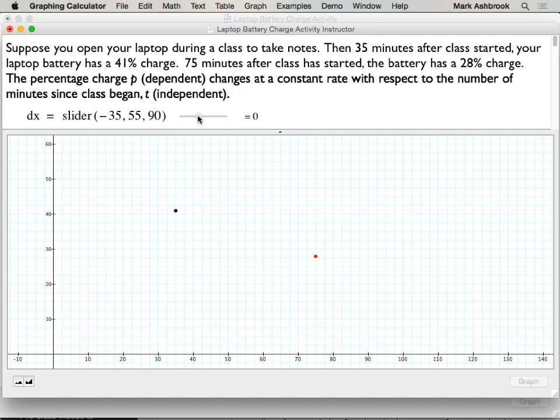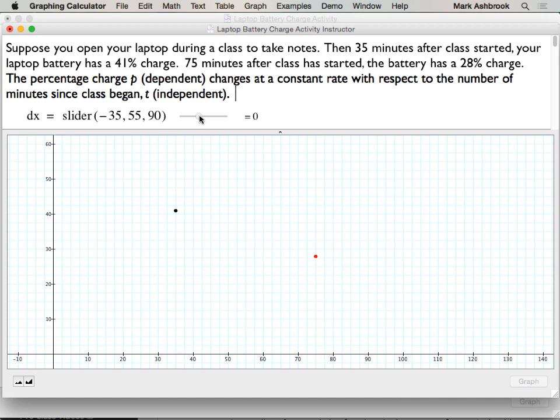35 minutes is our initial time. So when our animation is highlighting that, what should dx be? 0. We kind of visited this a week ago, but it doesn't come easily. dx, this slider, is the amount of change. It's not how many minutes in class have gone by. It's the amount of change since 35 minutes into class. Does it make sense that I made dx go from negative 35 to 55 and not starting at 0?